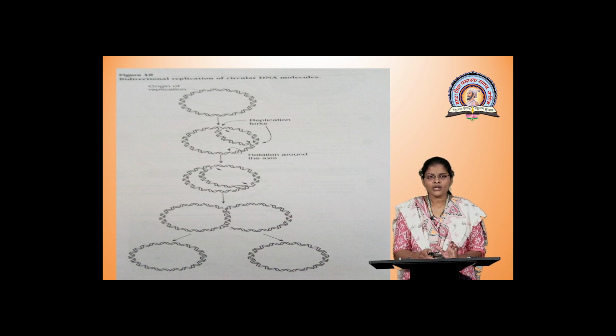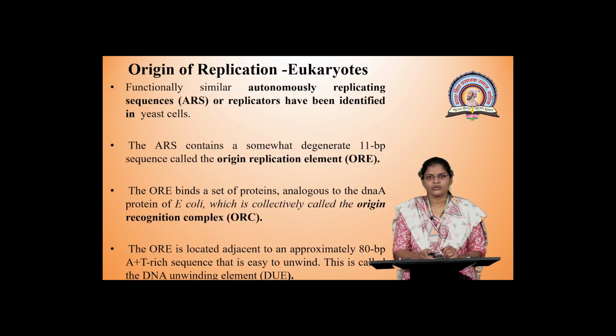So, at the origin of replication, there is a start of DNA replication, and there is presence of replication forks. There are 2 replication forks, and these 2 replication forks are also called the Y model of DNA replication. Now, the origin of replication in eukaryotes. We have discussed the origin of replication in prokaryotes. Now, the origin of replication in eukaryotes.